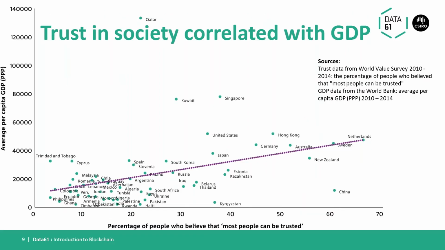It also helps when you can get trust between people. So when there's trust in society, that also correlates with increased GDP as well. So trust is a good thing.